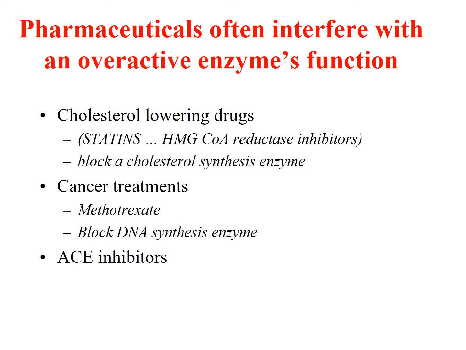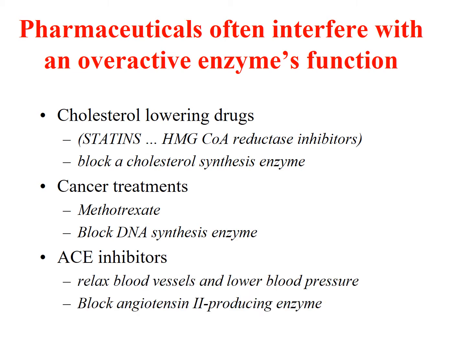Certain cancer treatments, like for example methotrexate, block an enzyme that's necessary for the synthesis of DNA for the rapid replication that is a characteristic of cancer cells. ACE inhibitors are used to lower blood pressure, and their job is to block an enzyme, in this case one that produces a signaling molecule called angiotensin, whose effect is to constrict blood vessels to raise blood pressure. So the ACE inhibitors prevent the production of this signaling molecule.